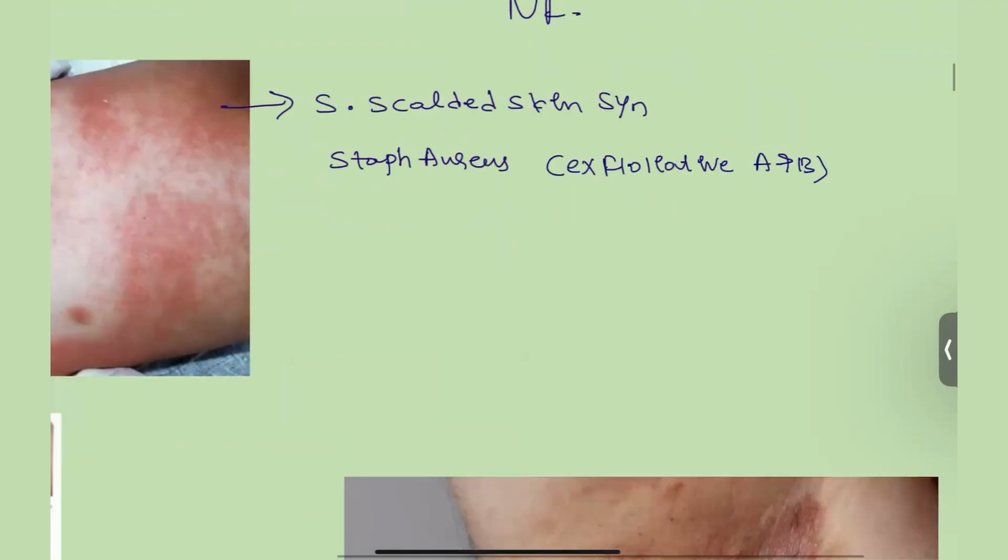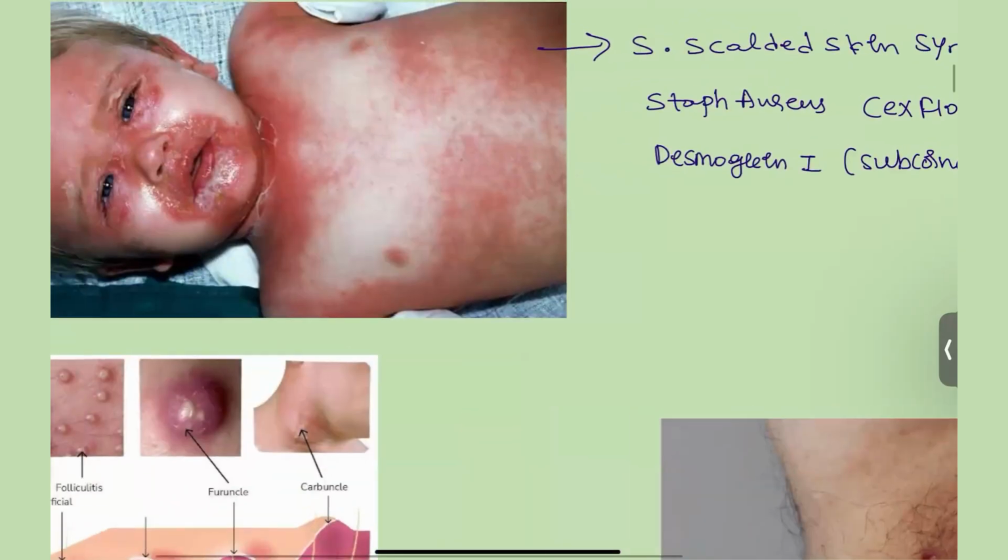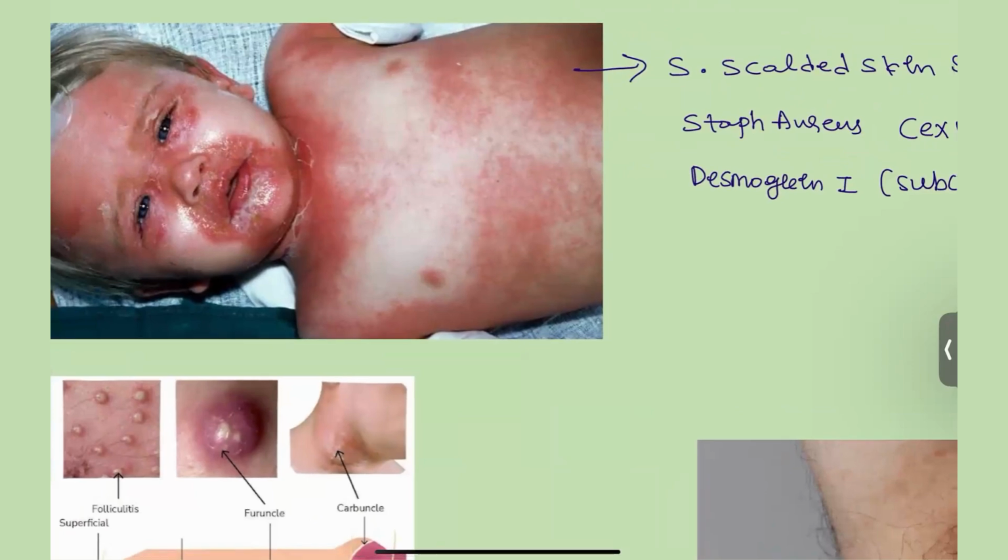Okay, and it is going to target desmoglein 1. Within the skin, it is going to target the desmoglein and cause the subcorneal split. That's why when you see this patient, you will see severe erythema, and the lesions are going to slough off.